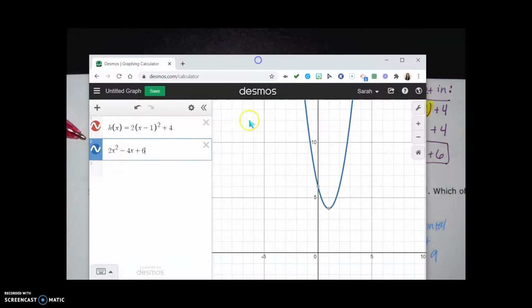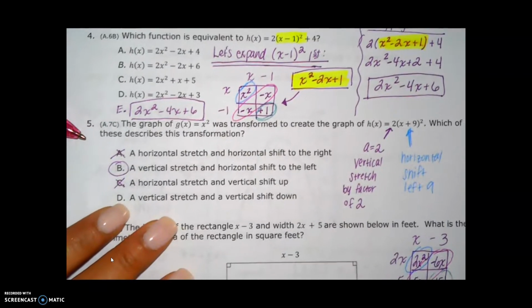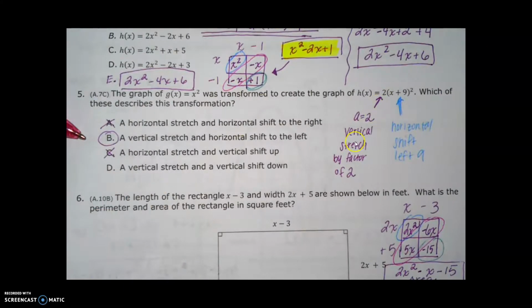And if you did it correctly, you should have two graphs that stack on top of each other. If you got something different, watch what happens. It's not the same graph. So that is our final answer there. All right, so when in doubt, just graph. Number 5, we talked about different shifts of quadratic functions, and so we said that a was a vertical stretch because it's bigger than the absolute value of 1. This is a shift to the left by 9, so the answer choice was B.